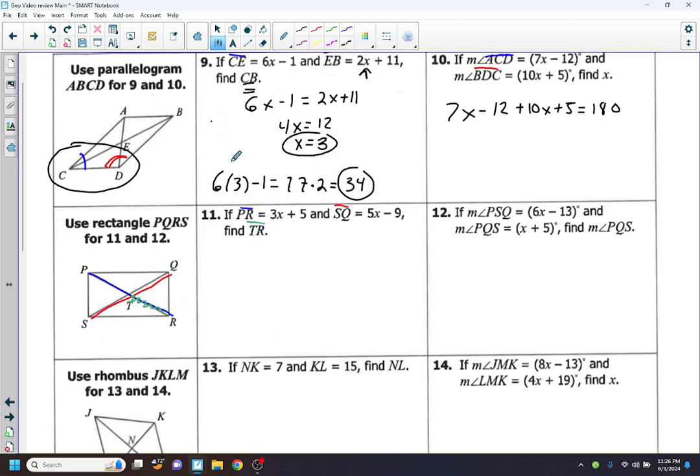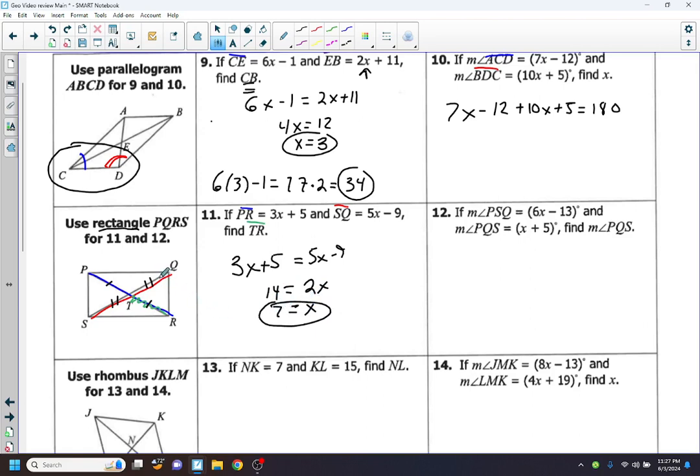So in this case, what we know is because of a parallelogram, this should be equal and this should be equal. But because it's a rectangle, I know the whole line PR should equal the whole line SQ. So I do 3x plus 5 equals 5x minus 9. We're looking for TR, so finding x is not enough. So a little bit of algebra. 2x equals 14. X equals 7.